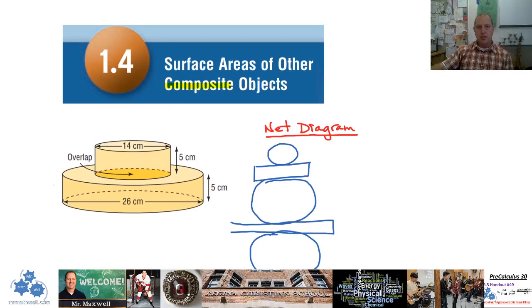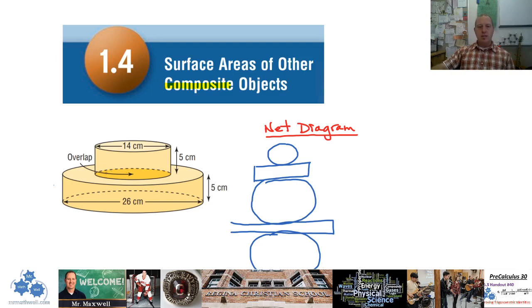Now, composite objects are basically, if you think about composing, an object that's composed of different things all stuck together. In this case, we have a couple cylinders that are glued together. Now remember, surface area is only the surfaces that are exposed to the air. Or think about this as, well, a cake maybe is a bit misleading, but this looks like a cake to me, like a wedding cake or something.